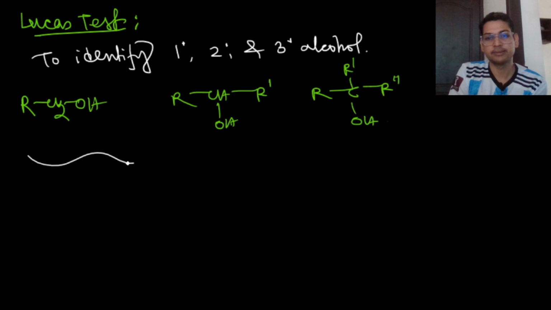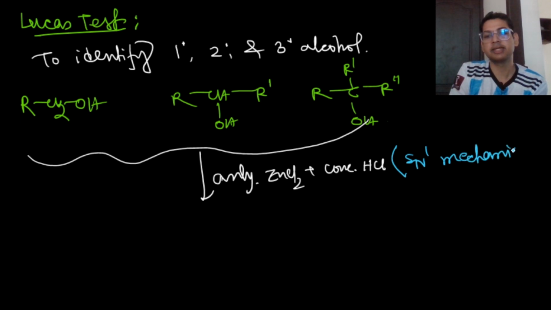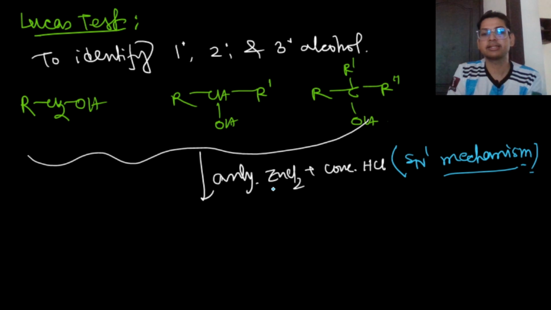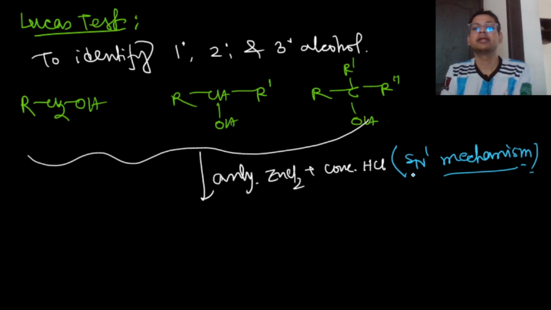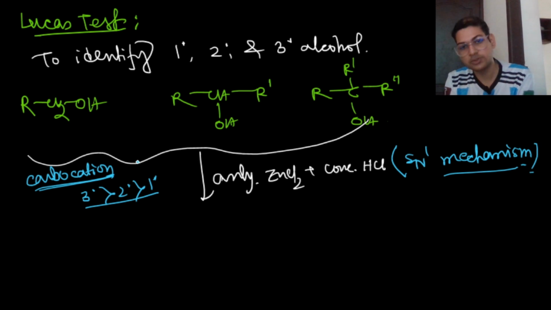Lucas reagent is anhydrous ZnCl2 plus concentrated HCl, and the reaction will go by SN1 mechanism. I am just giving you the gist of this. SN1 means carbocation formation, and the stability order of carbocation is 3 degree greater than 2 degree greater than 1 degree, that we know, sir.